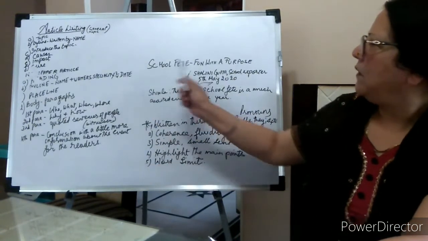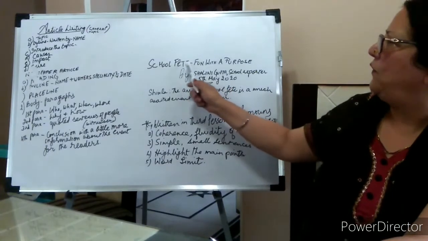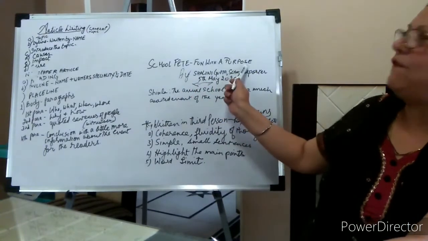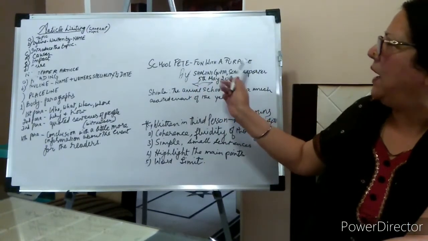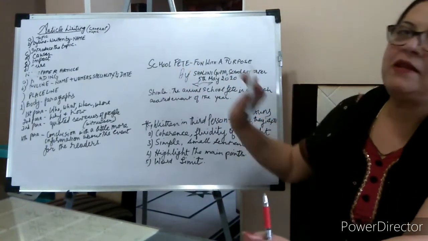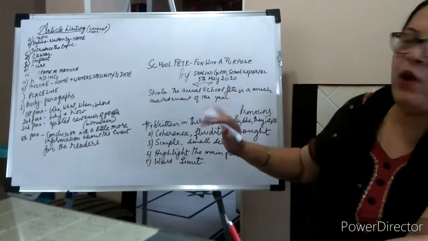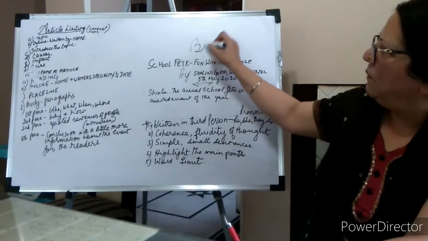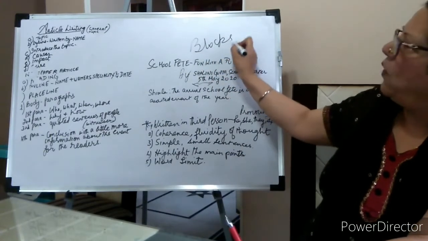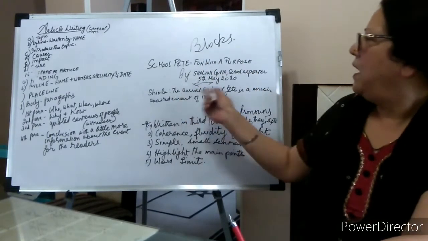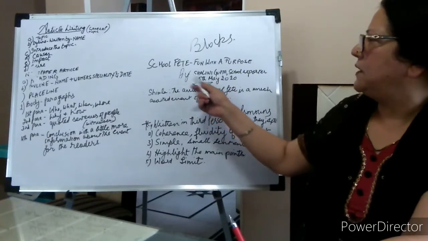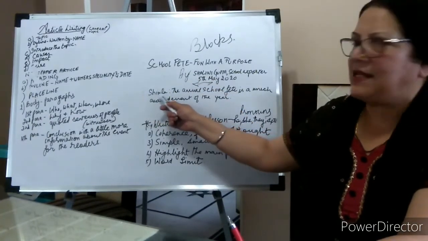For example, we've done the title, School Fete, and it's made more catchy, fun with a purpose, okay? And you can underline it, and it's better if you write down the heading in blocks, okay? Blocks or capital letters, okay? Then we leave a line after the byline. Then this is the place line, okay?